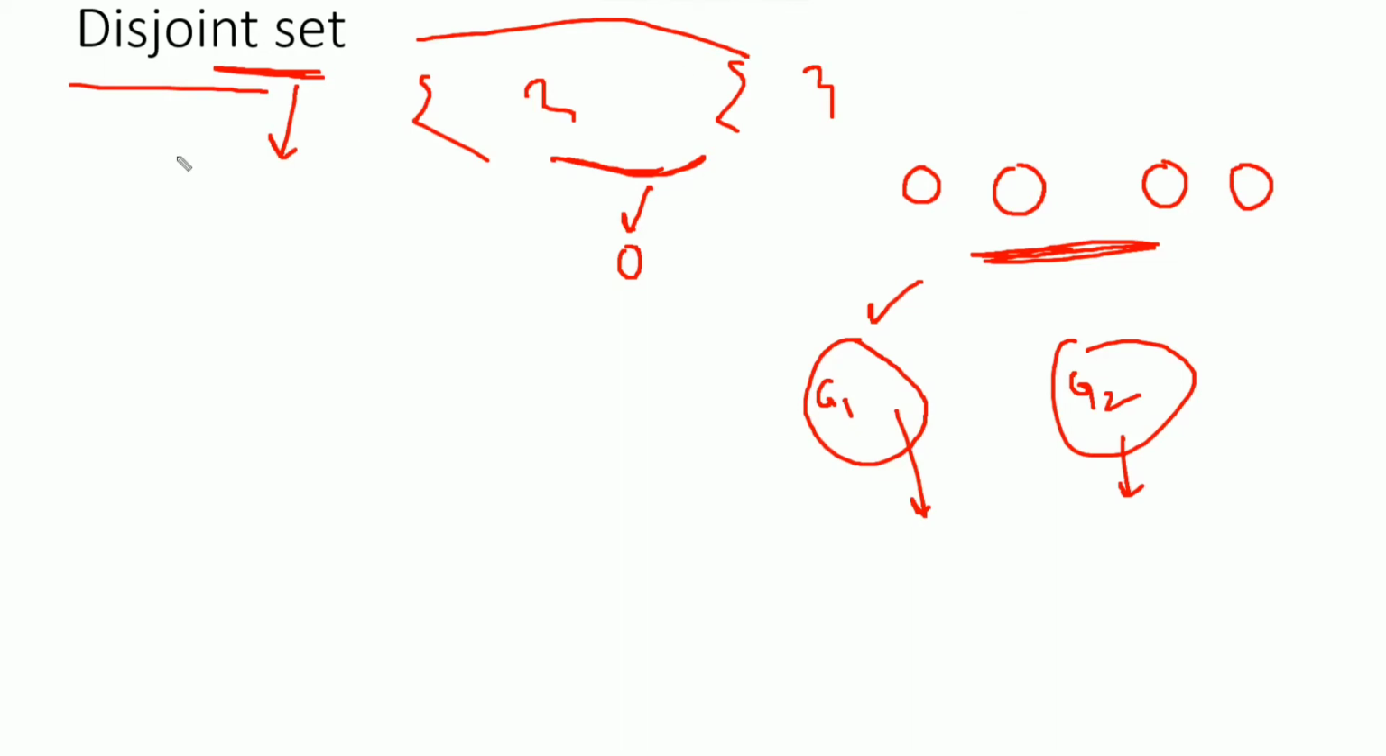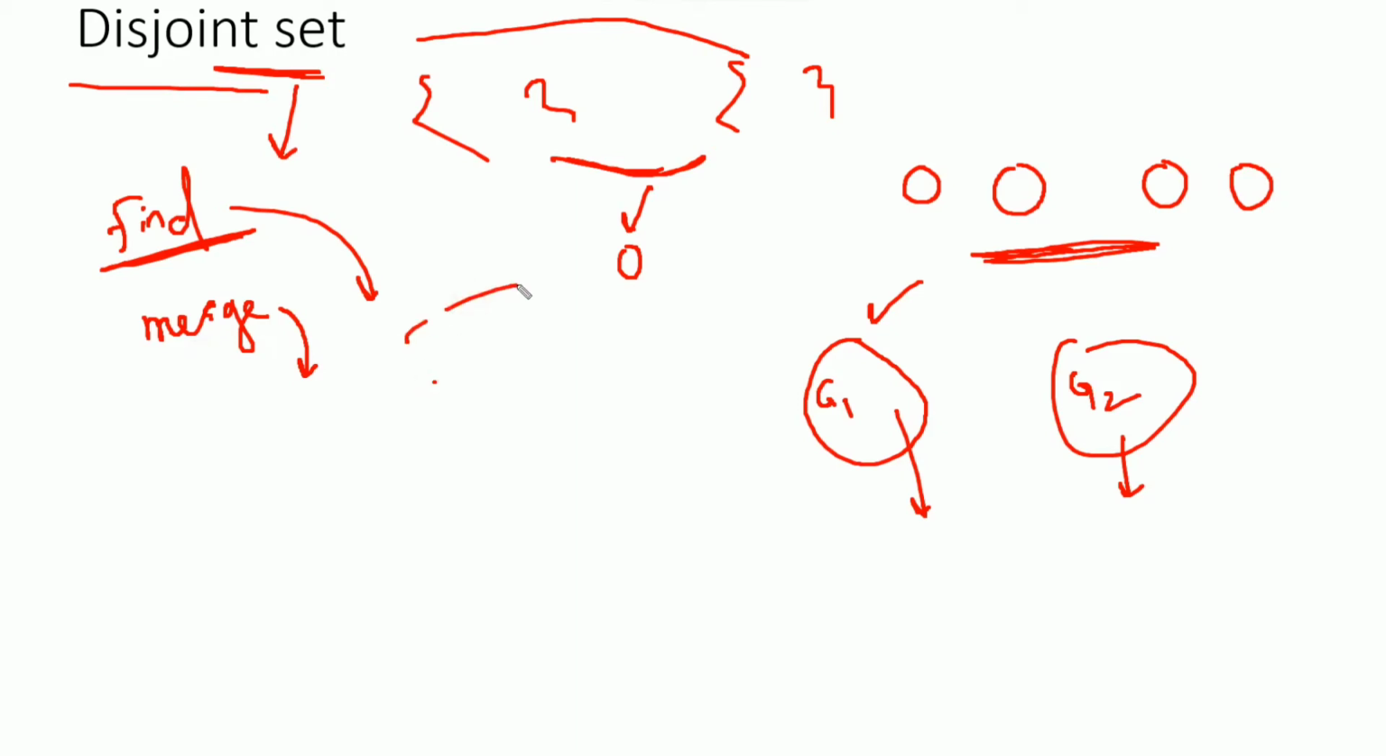There are two operations in the disjoint set data structure. One is the find operation and the next one is the merge operation. The role of find is to find the representative of the group, and the role of the merge operation is to join or unite the data into a group.